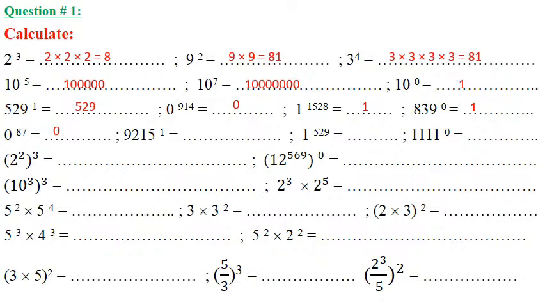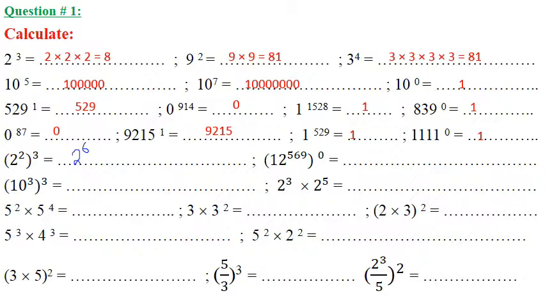Any number to the exponent 1 gives me the number itself. 1 to any exponent gives me 1. Also any number to the power 0 gives me 1. Now we have 2 squared, all of it cubed. Here we have power of power. If we have power of power, we should calculate 2 times 3 is 6. So the answer here is 2 to the power 6.